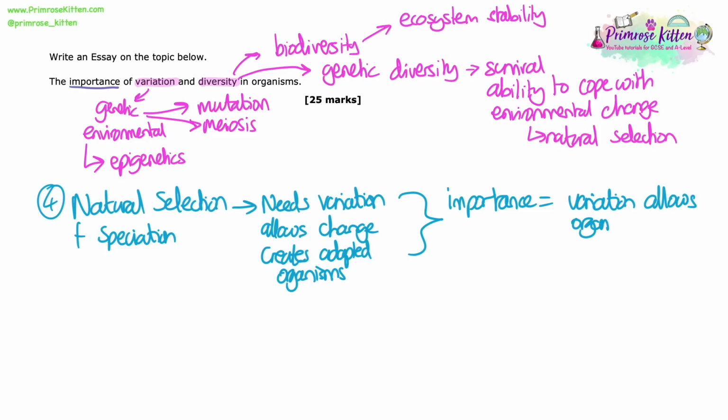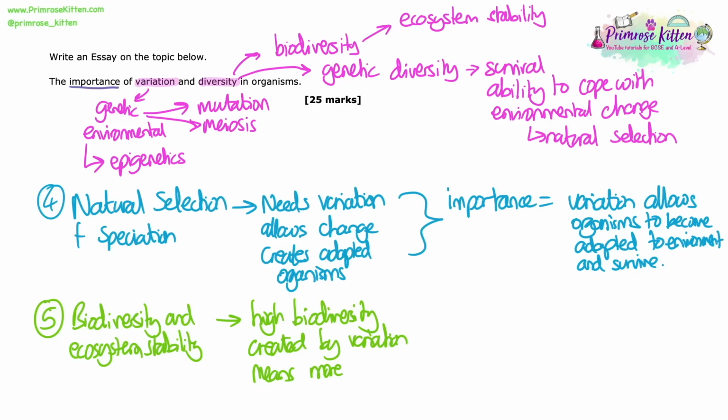So speciation needs variation. Okay, so this whole thing that we can link this into is that the variation that we see created from meiosis and things like that, and genetic variation, is needed for this process to happen. It allows change, it creates these organisms that are adapted to their environment, and that's its importance, isn't it? It's variation allowing organisms to cope with environmental change, survive, reproduce, and end up becoming very adapted to the environment they live in, and evolution to happen, which we wouldn't have if we didn't have variation in the first place. So that's a nice kind of importance link there.